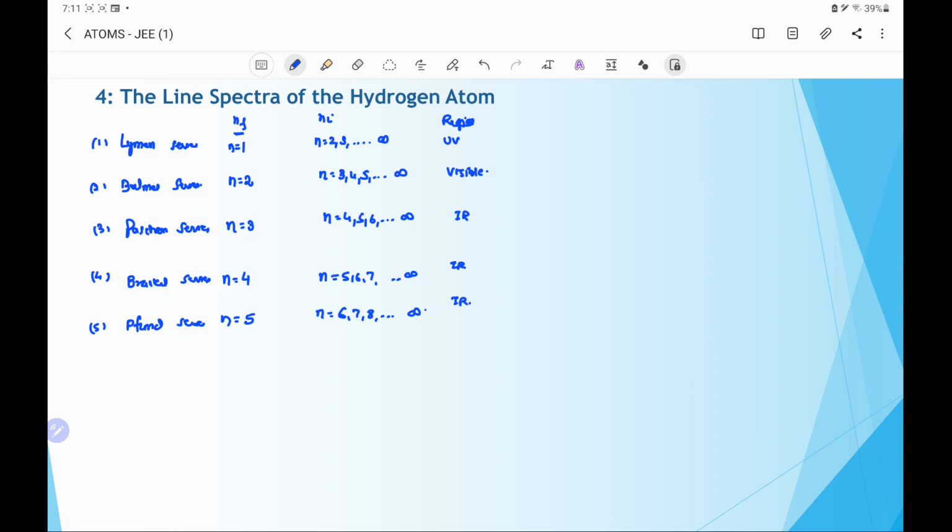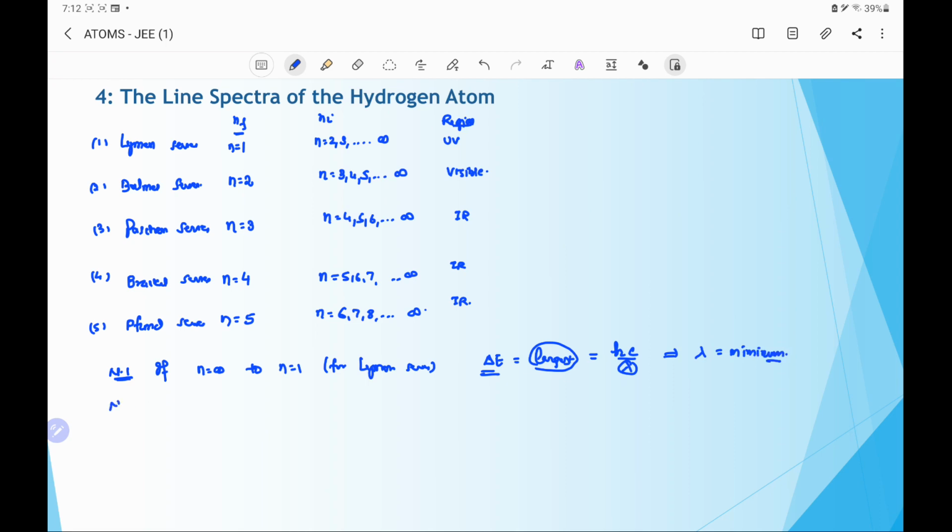Here we have to note that if an electron transits from n equal to infinity to the lowest energy state, that is n equal to 1 for Lyman series, then the energy difference will be largest. And because this energy difference is hc by lambda, lambda depends on this energy difference, and since the energy difference is largest, this implies that the wavelength will be minimum.